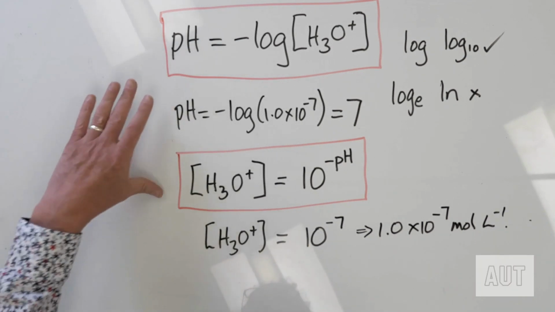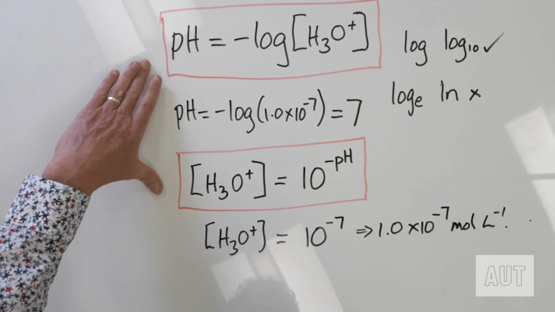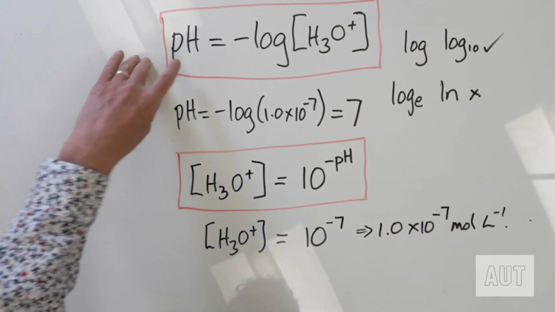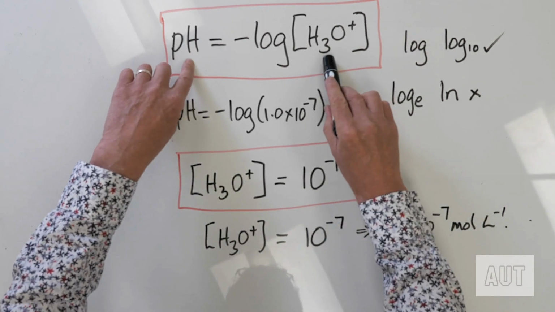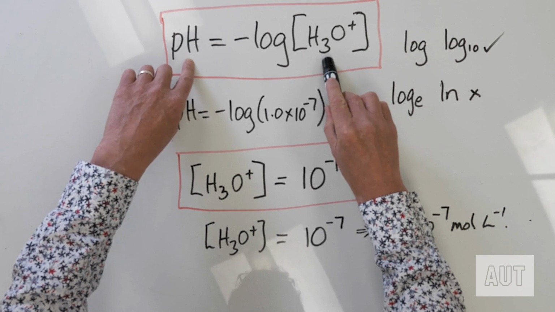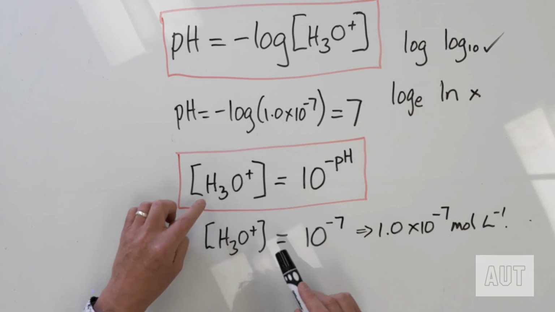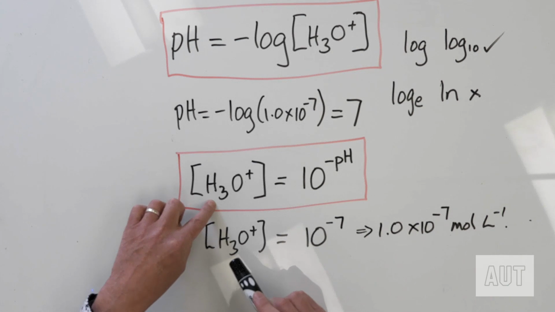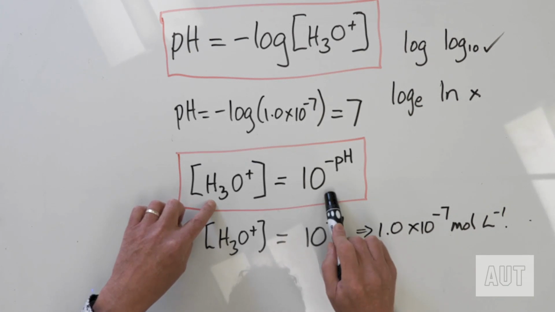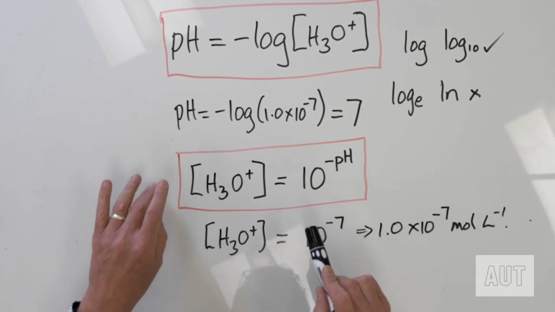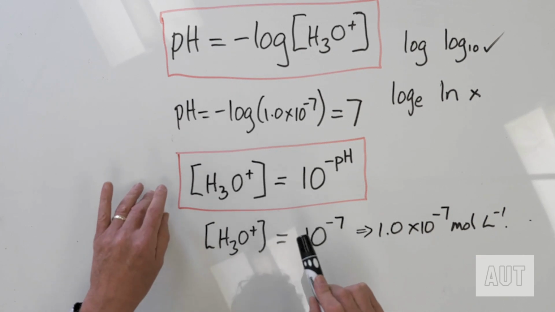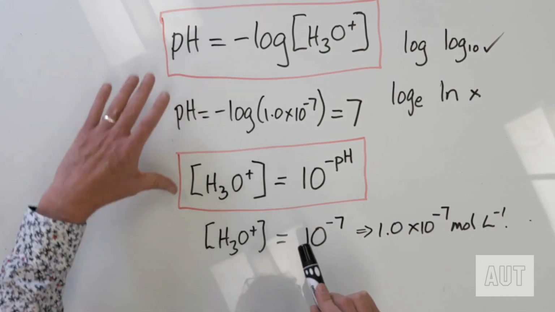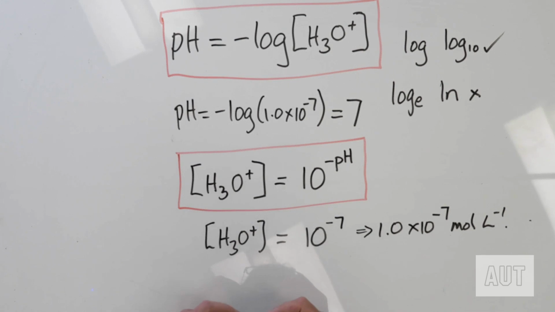Prepare to go both ways on those equations. You need to be able to calculate a pH given an H3O plus concentration, and you need to be able to calculate an H3O plus concentration given the pH. The second one is probably a little bit more tricky than the first one, but as I say, be prepared to use either.